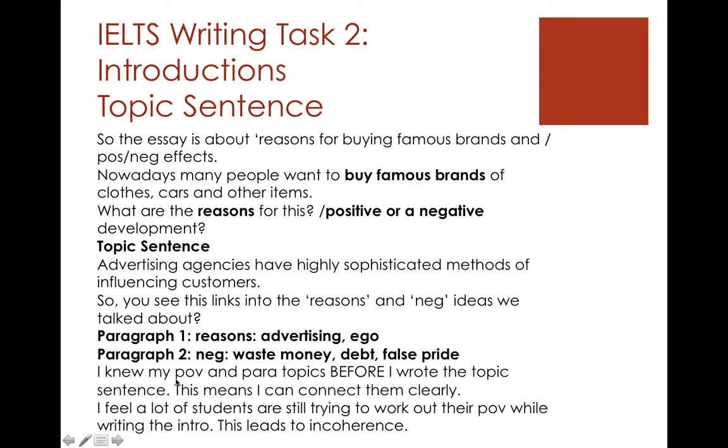Okay, so I knew my point of view in paragraph topics before I wrote the topic sentence. This means I can connect them clearly. So I feel a lot of students are still trying to work out their point of view while writing the intro, and this leads to incoherence and it makes it too long. We want to be short and clear, exactly what we're talking about. Okay, so this introduces this.